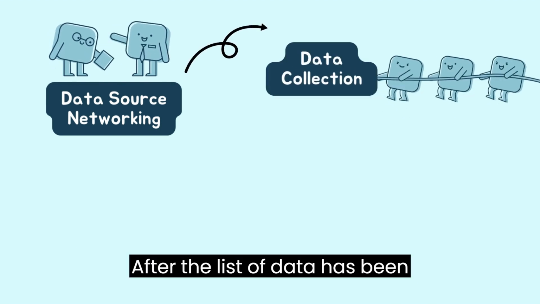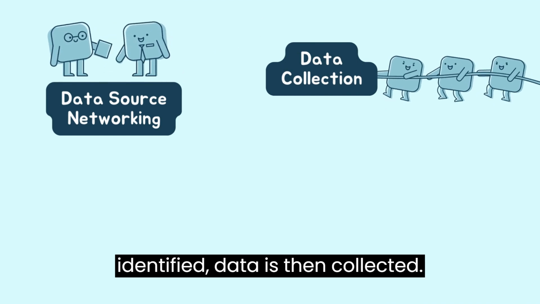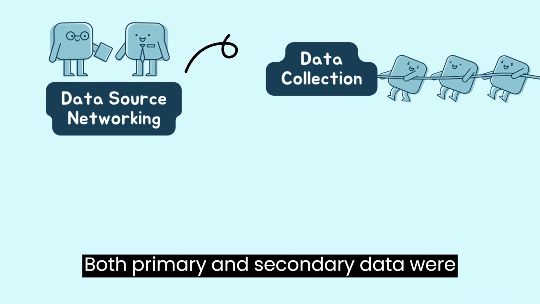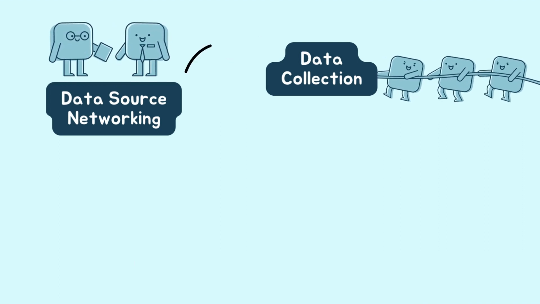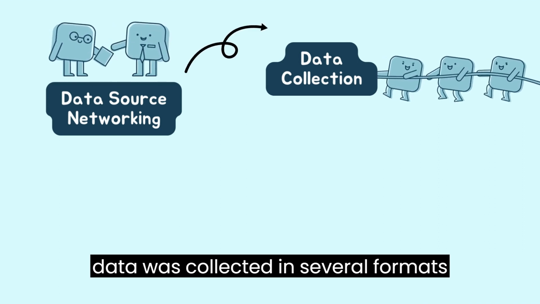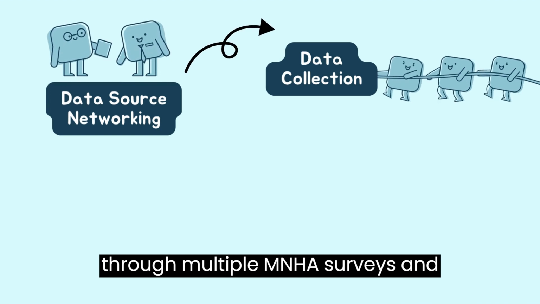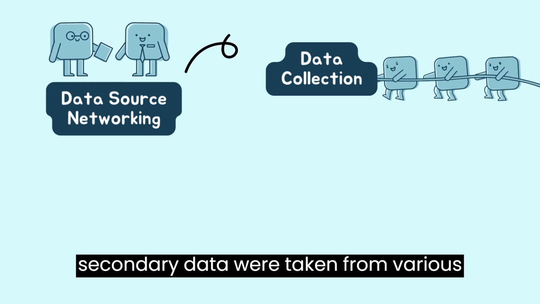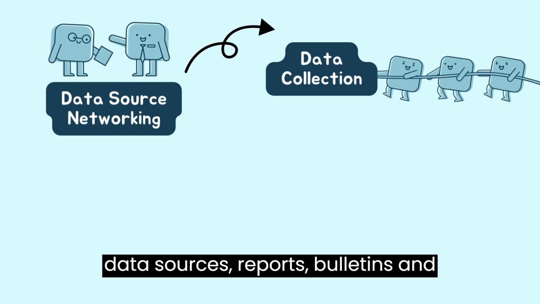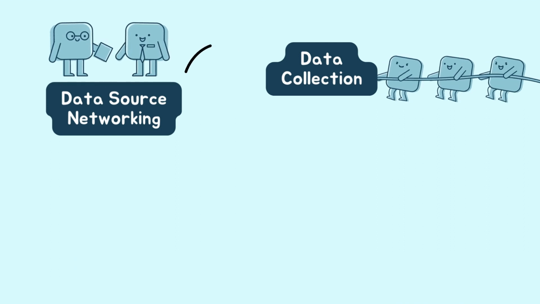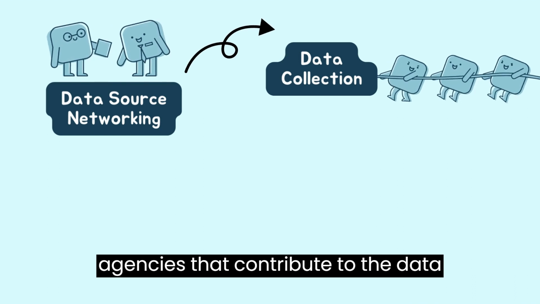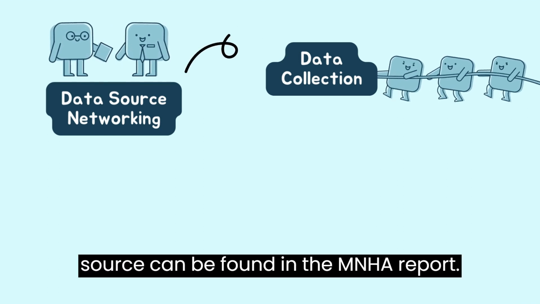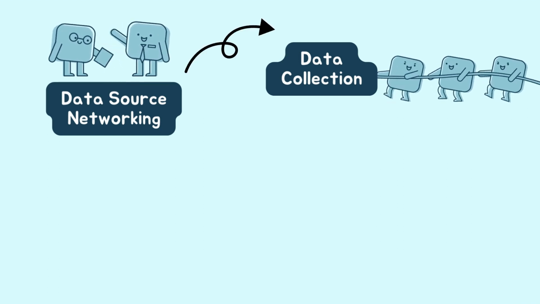After the list of data has been identified, data is then collected. Both primary and secondary data were used in this analysis. Primary data was collected in several formats through multiple MNHA surveys, and secondary data were taken from various data sources, reports, bulletins, and other documents. The full list of the agencies that contribute to the data source can be found in the MNHA report.